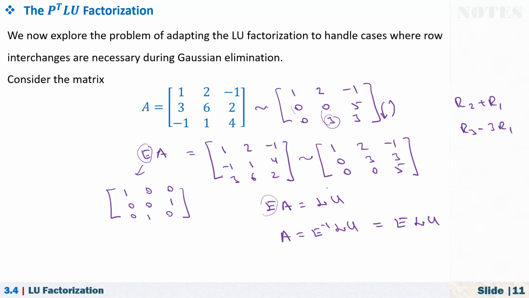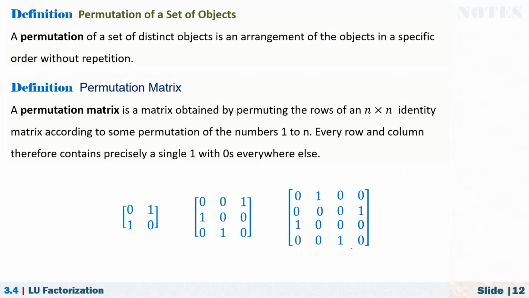Sometimes we may have to do not only one, maybe more than one or two or three row swapping operations. At the time, we will have something like this, maybe E2, E1, if it is 2, then we can reduce this to LU factorization, right? So now we are just going to give a special name to this. Permutation of a set of objects, all right?